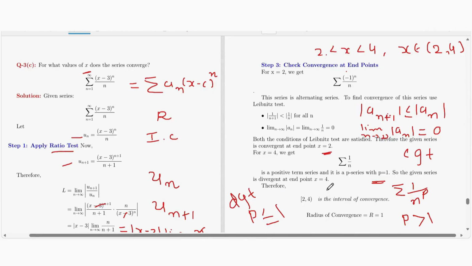That means at the point 4 the series is divergent, so we do not include the point 4. Got it? So what is the interval of convergence? Closed interval 2 to 4, open interval. Because at 2 the series is convergent, that's why the point 2 is included. But at 4 the series is not convergent, so that's why the point 4 is not included. So what is the interval of convergence? Closed at 2 and open at 4. And what is the radius of convergence? Radius of convergence r is equal to 1.